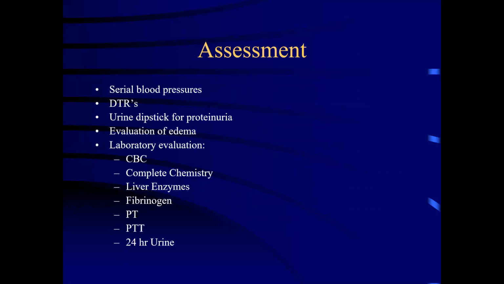You want to look at blood pressures, of course. You want to look at their deep tendon reflexes to see where they're at in their seizure threshold. Of course, check urine for proteinuria, look at edema, and then do a lab evaluation of all of those listed below.